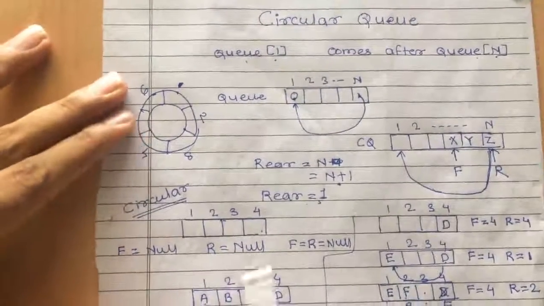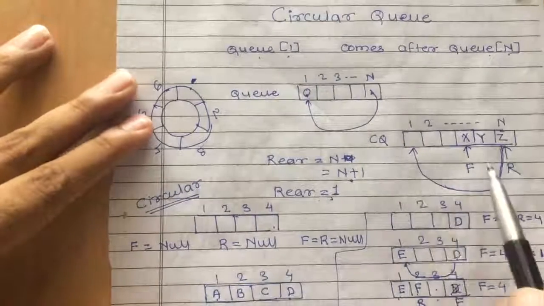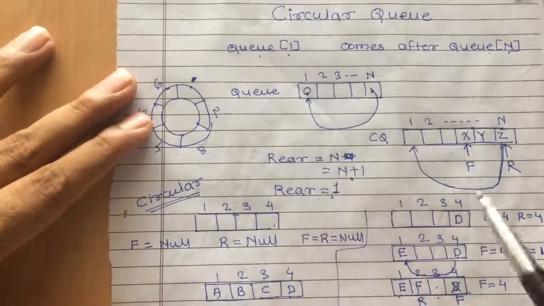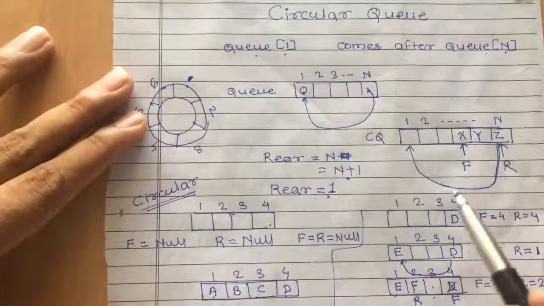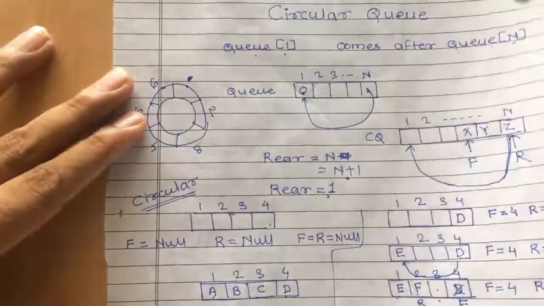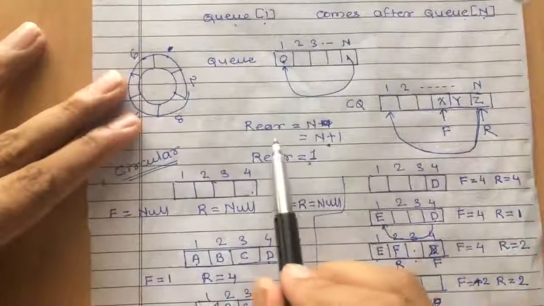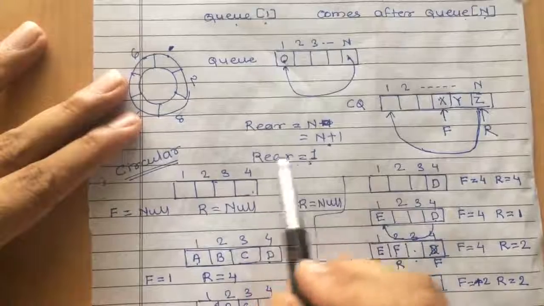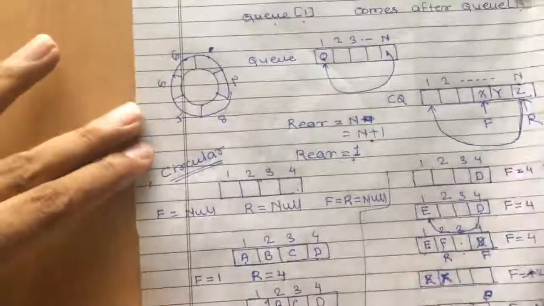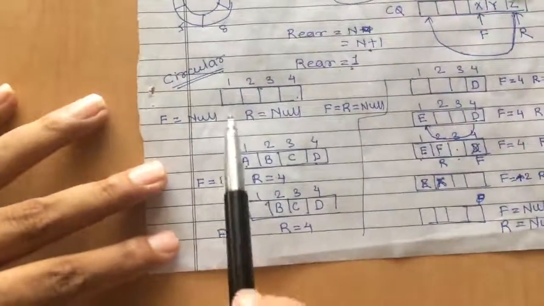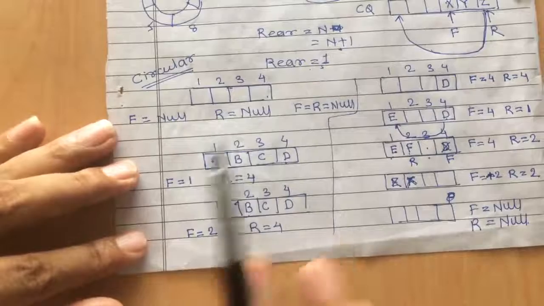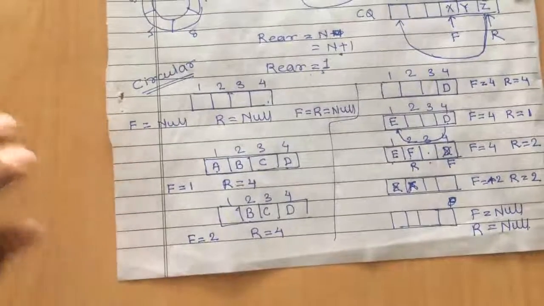Right? Again, in case of circular queue, if we want to insert an element, we can simply reset rear to the first location. And again we have seen one simple example of how the circular queue works. Okay, I hope you understand this basic concept of circular queue.